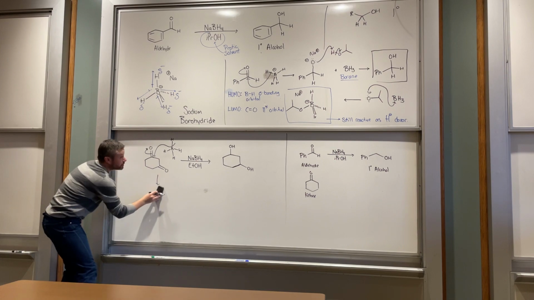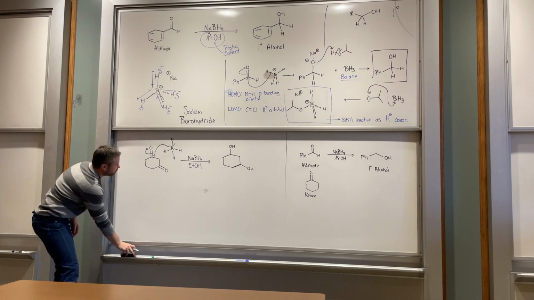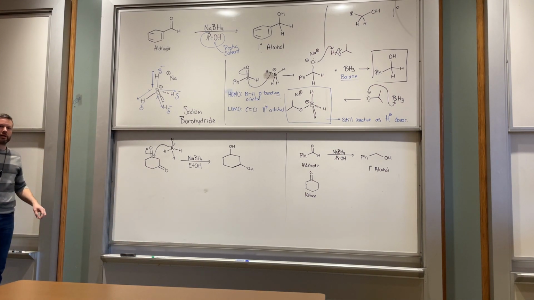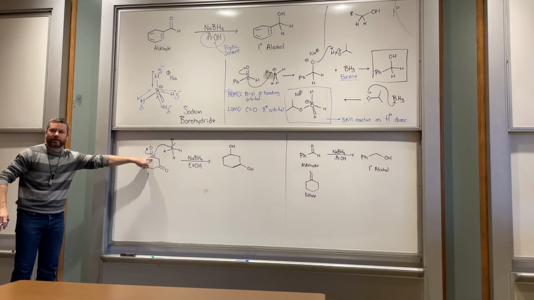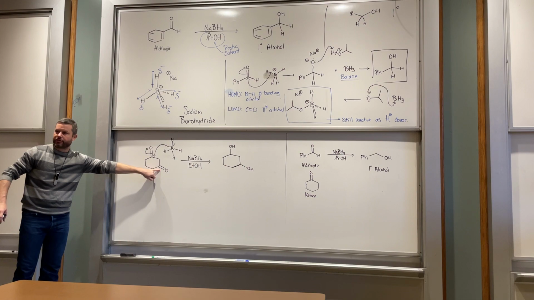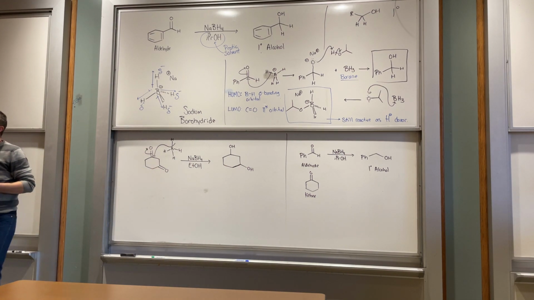I'm not going to draw the mechanism. We don't have enough time. Hopefully everybody can understand what's going on here. So we're reducing one ketone, protonating that ketone, reducing the second ketone, protonating that second ketone. So essentially this would happen in 4 steps? Mechanistically, yeah, we could draw four steps.